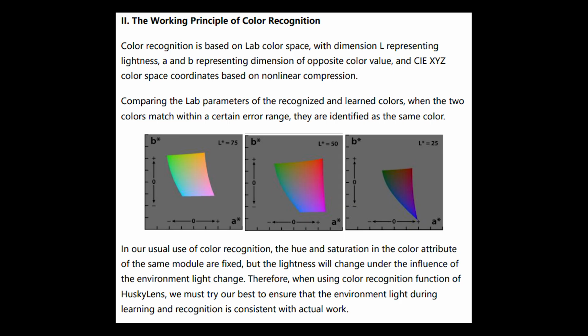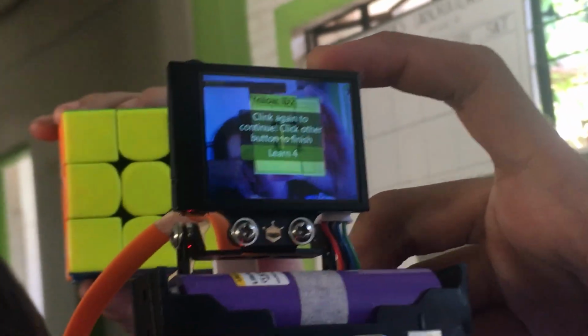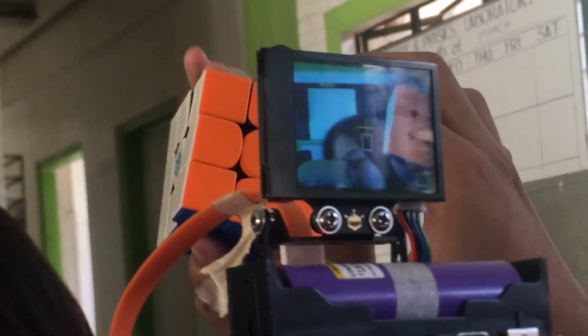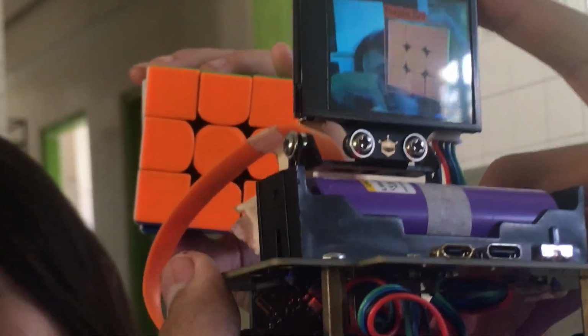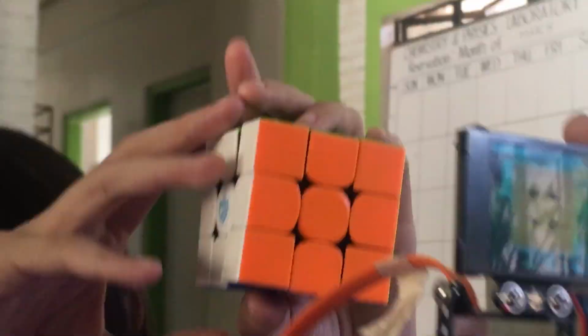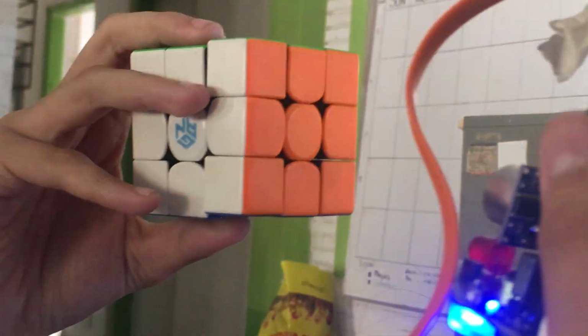In our usual use of color recognition, the hue and saturation in the color attribute of the same module are fixed, but the lightness will change under the influence of environmental light change. Therefore, when using the color recognition function of the Husky lens, we must try our best to ensure that the environment light during learning and recognition is consistent with actual work.